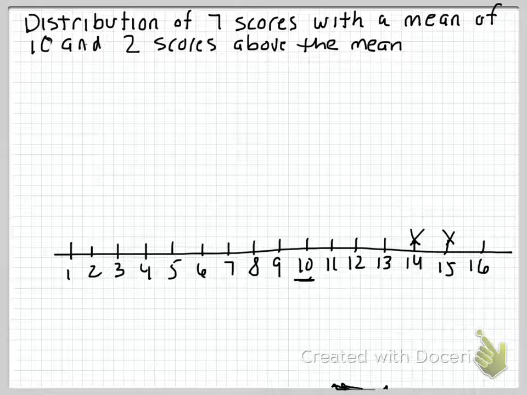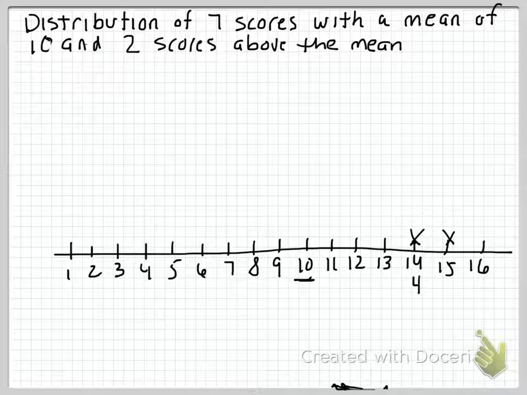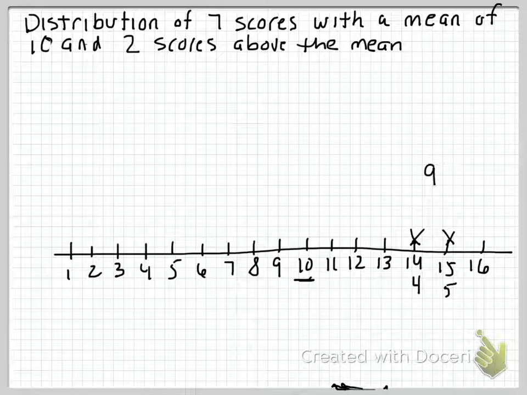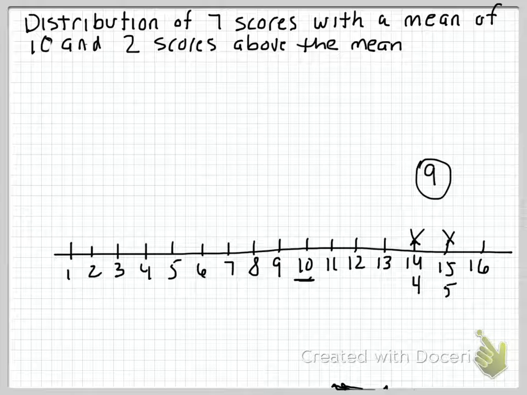Okay? So we're using deviation scores to do this. So a score of 14 is 4 above the mean of 10. A score of 15 is 5 above the mean. So in total, my deviations above the mean are equal to 9. And remember, your deviations above and below the mean need to balance out. So what I need is for them to balance out.